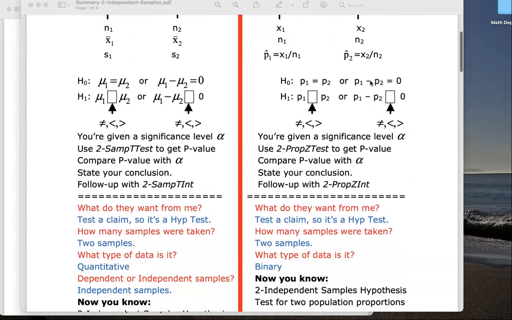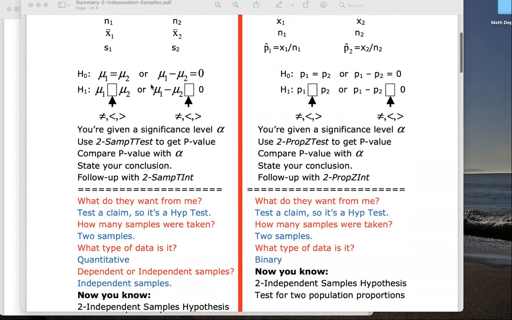Now, here are the questions you ask yourself to know that you're supposed to be using this statistical method. The first question, notice, is the same for both of them. What do they want from me? Well, hopefully you had some practice last week recognizing, yeah, hypothesis tests are different from anything else. I've got to choose between two choices, two ideas, two hypotheses, or I'm testing a claim. And now, how many samples were taken? Now this is a newer one. Two samples. Look, either it's one sample or two samples. That's all we cover. Now, of course, if you take another term of statistics, you'll learn about where you take three or more samples. But for us, it's just one or two. And these are examples where you have two.